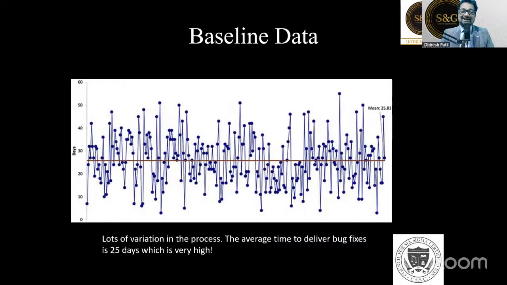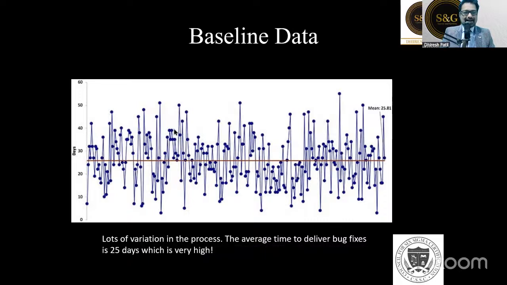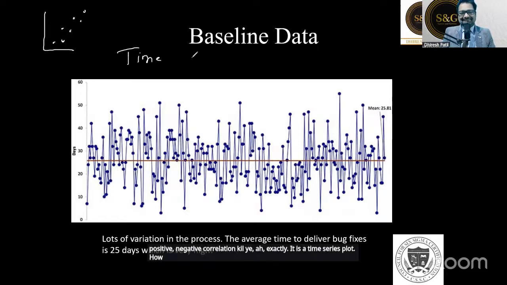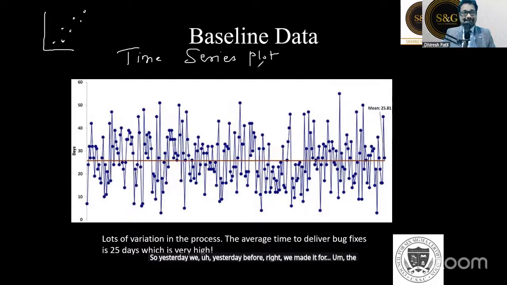No, it is not a scatter plot. Scatter plot was this. You remember this was a scatter plot, for positive, negative correlation. Exactly, it is a time series plot. How many of you remember? So yesterday or day before, right? We made it for the chocolate weight. Correct? Yes, we made it for chocolate weight.